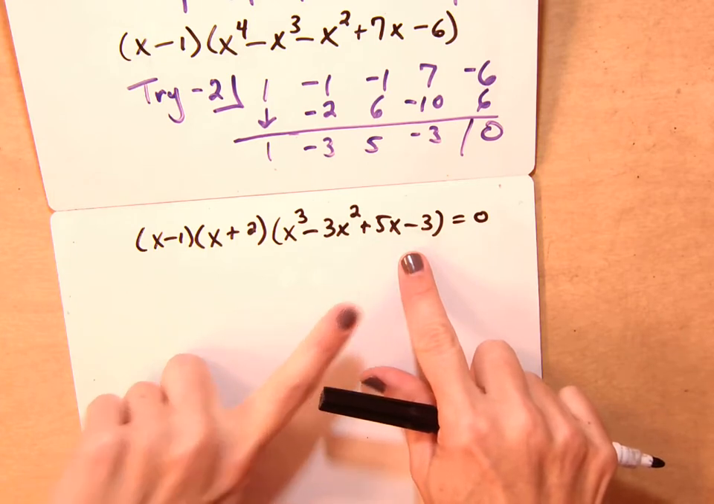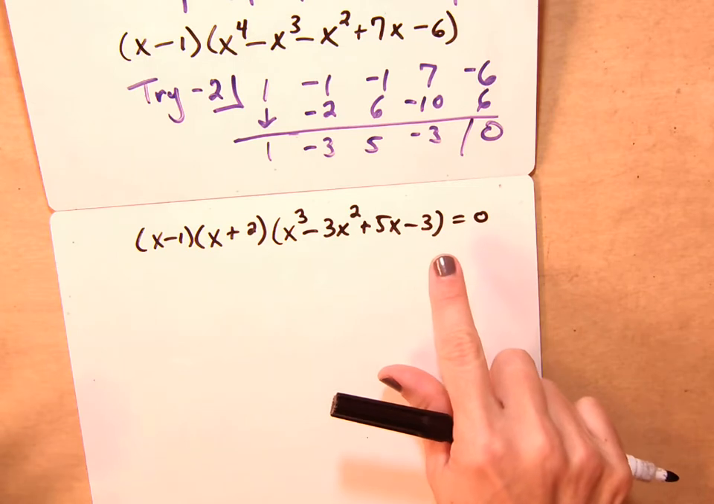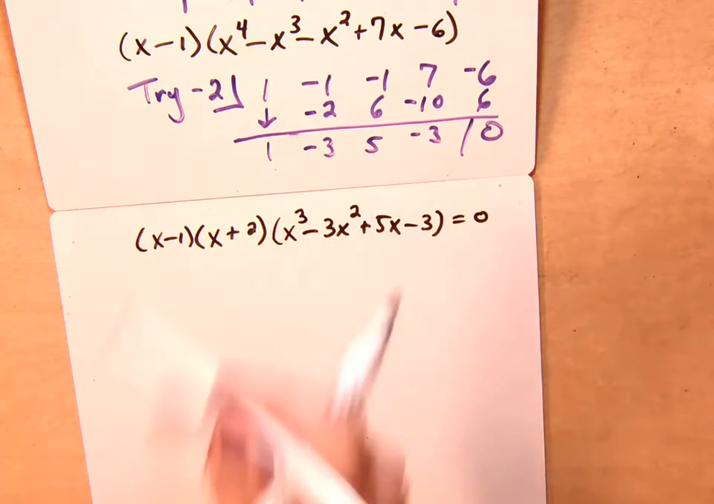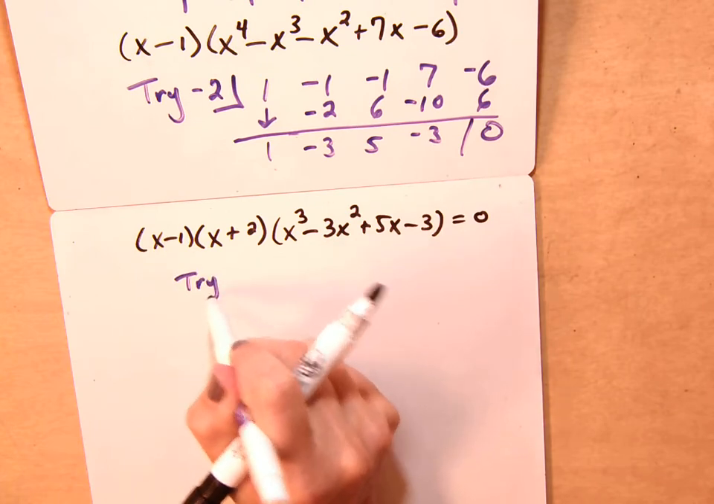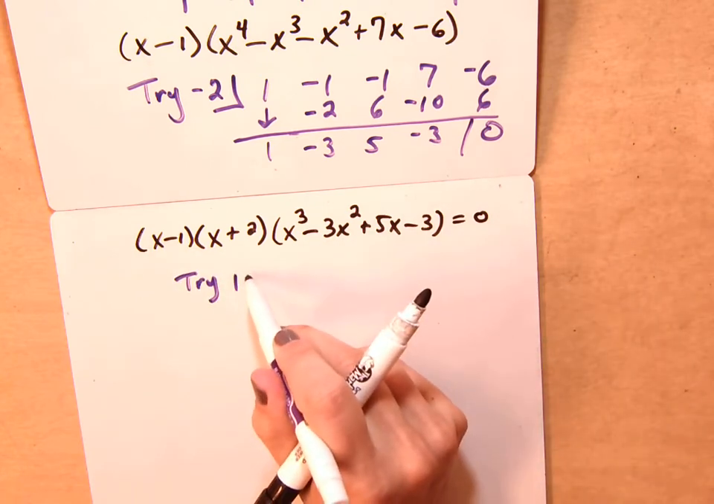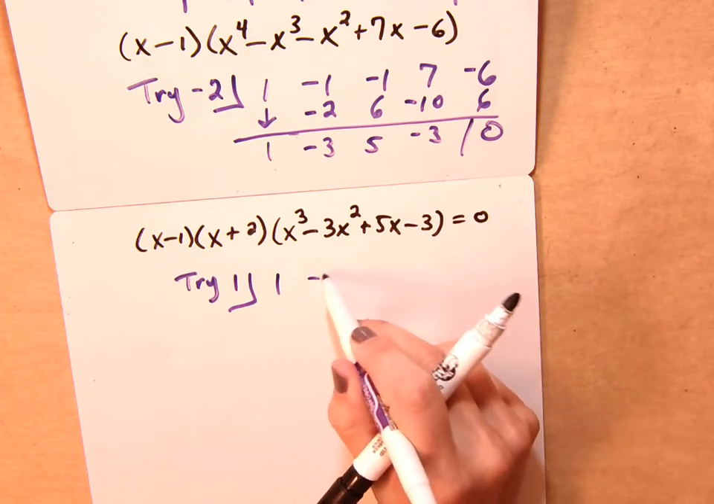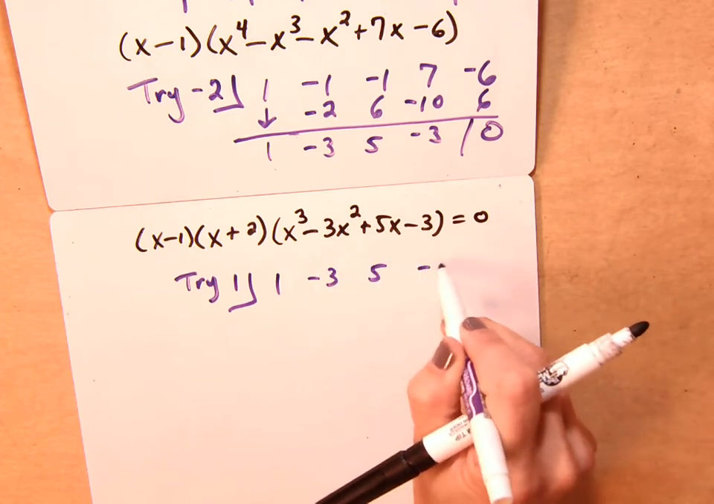So I certainly try it, because sometimes it will. But when it doesn't, we have to try something else. So we have to break down the rest. So we're going to try 1, even though I know it works. So we'll do 1, -3, 5, -3.